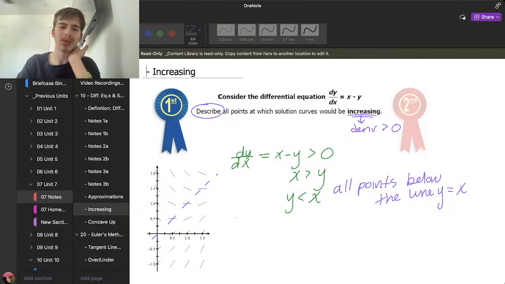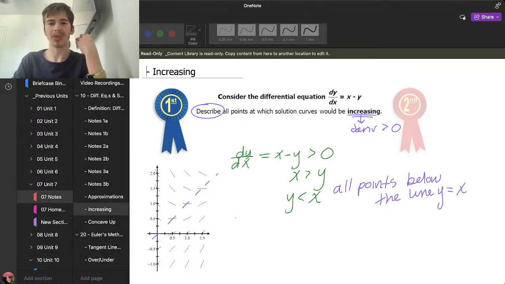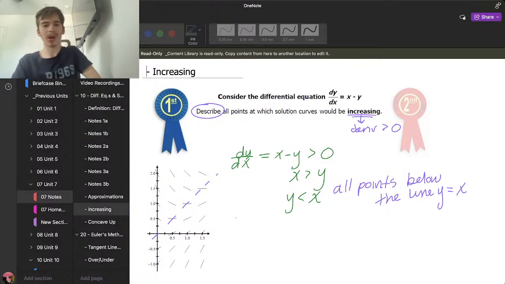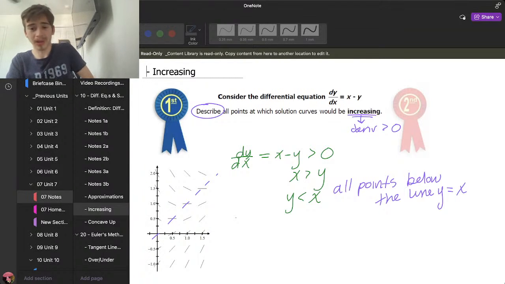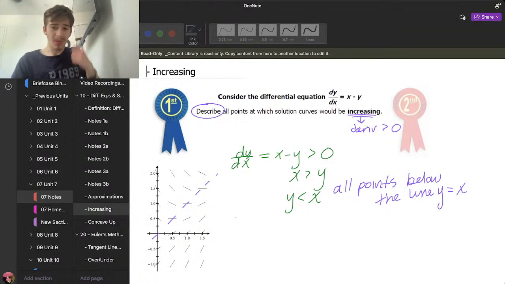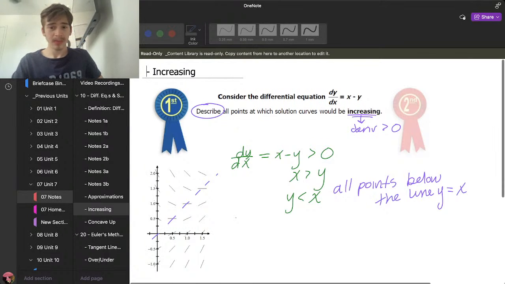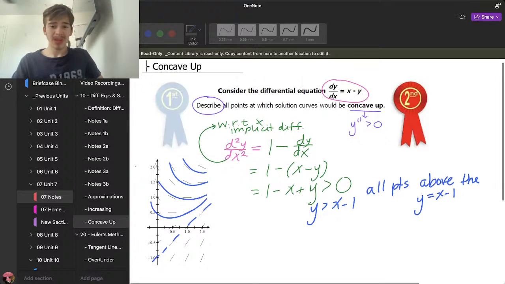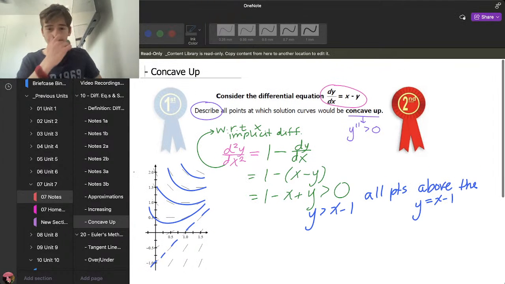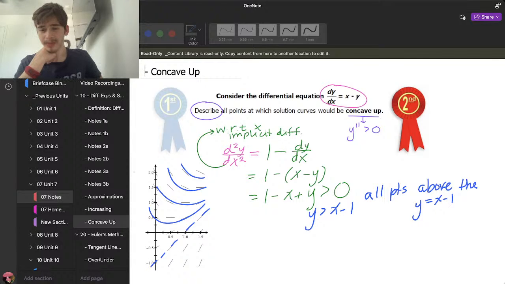Describe all points at which solution curves would be increasing. That's when dy/dx is positive. So x minus y is positive. x is greater than y. All points below the line y equals x, which makes sense. Concave up: take another derivative. You would have to do implicit. And all points above the y equals x minus 1 line.